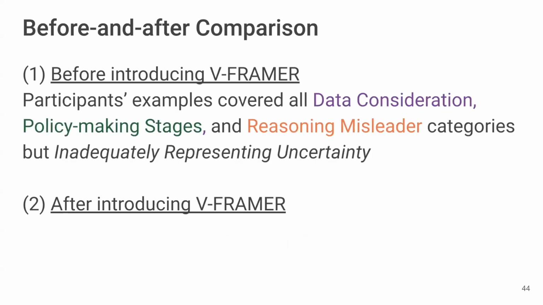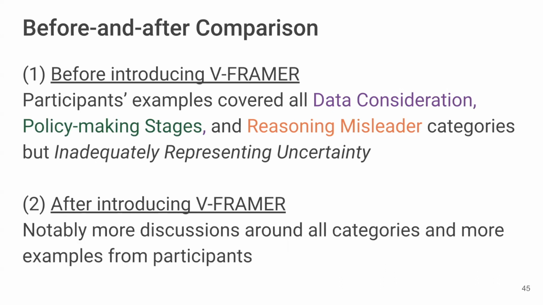Before introducing the framework, we found that participants' examples covered all of the categories, but one reasoning misleader category, inadequately representing uncertainty. After introducing the framework, there were notably more discussions around all categories and more examples from participants. And none of the participants mentioned an obviously missing category, which suggests that the framework covered the categories important in practice.